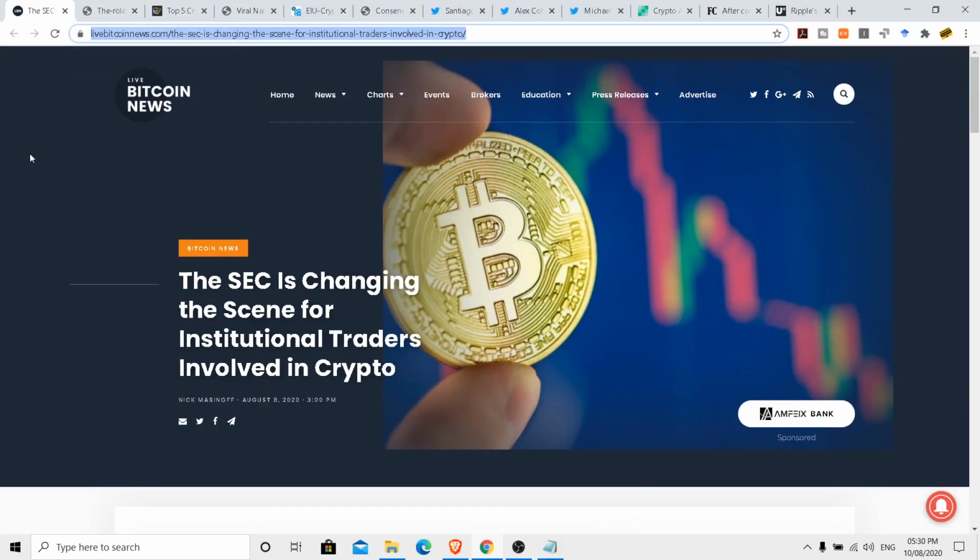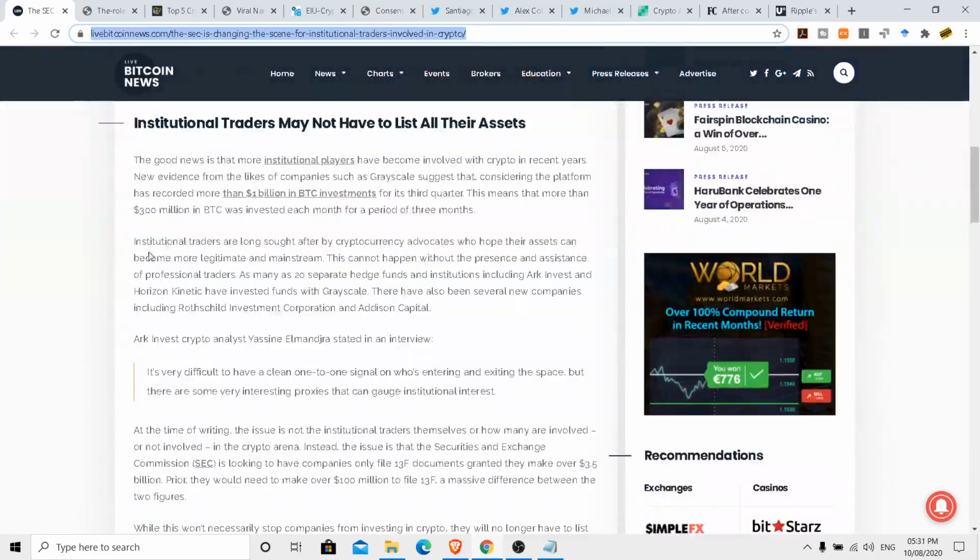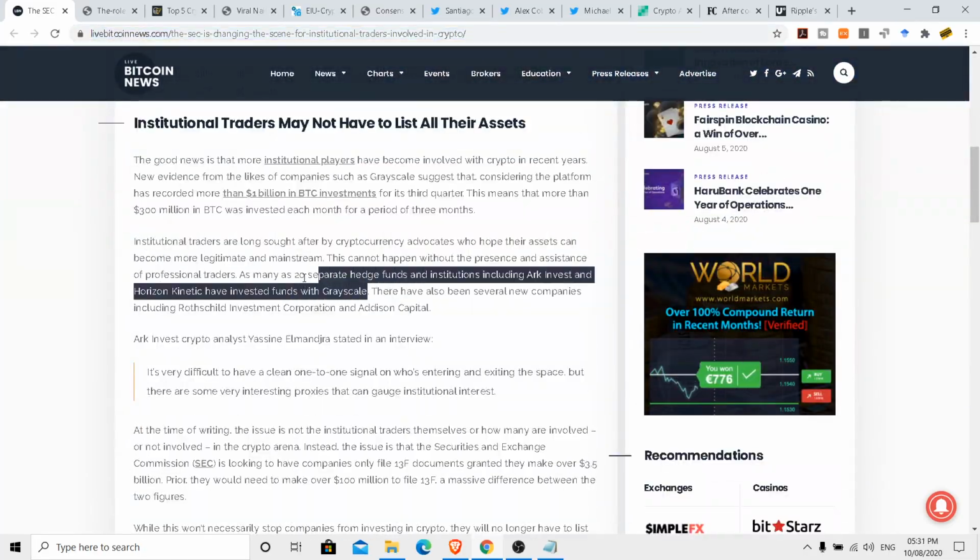Governments are desperate, and during desperate times they can implement desperate measures, and we can actually see regulations changing on digital assets, just on the financial side of it, right? This particular document shows the SEC is changing the scene for institutional traders. Now the institutions are entering the space. From Grayscale's last report, 20 separate hedge funds and institutions, including even the Rothschild, that was really huge. They are looking at it, they are on it. That's so huge to say. They are in it. Addison Capital, as they name here, Horizon, Kinetic, Ark Invest, and a lot of other firms, right? And they are investing in digital assets because they know the fundamentals of this asset.